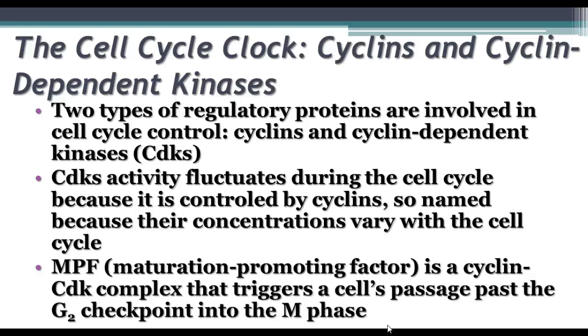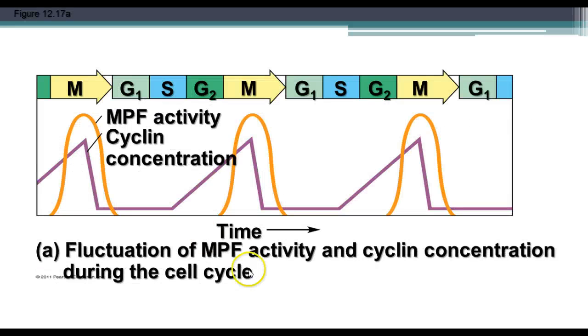The CDKs' activity fluctuates because it's controlled by the cyclins. And then when the cyclin concentration gets to a certain level and forms a complex with the CDK, the cyclin-dependent kinase, that produces something called the maturation-promoting factor, and that's what triggers the cell's passage past the G2 checkpoint into the M phase. So here we have the increase in the cyclin concentration progressively through the S and G1 into the M phase, and then we have a drop-off in the production of cyclin.